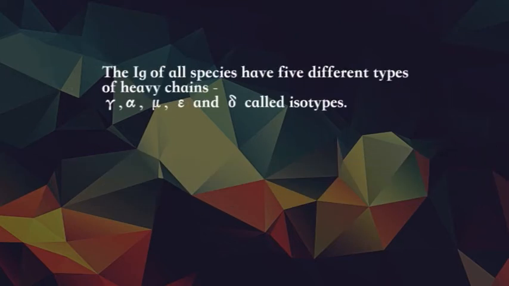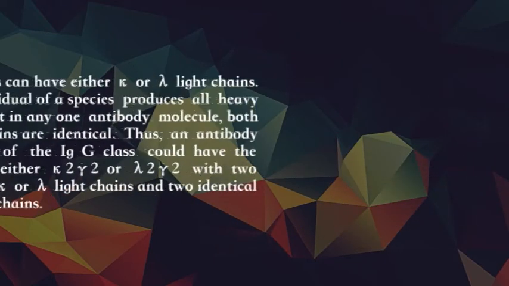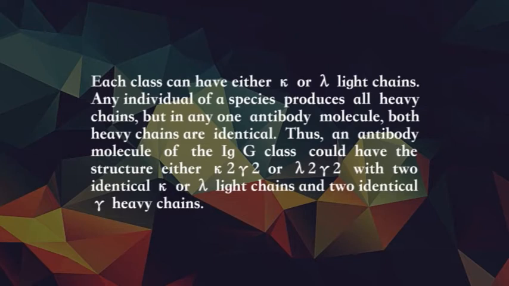The IgG of all species have 5 different types of heavy chains: gamma, alpha, mu, epsilon and delta, called isotypes. The heavy chain of a given antibody determines the class of that antibody: IgG for gamma, IgA for alpha, IgM for mu, IgE for epsilon and IgD for delta. Each class can have either kappa or lambda light chains. Any individual of a species produces all heavy chains, but in any one antibody molecule, both heavy chains are identical.